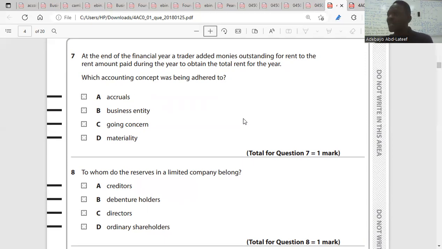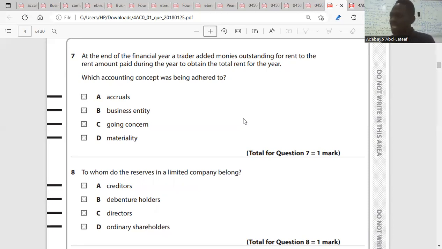Whatever happens this year, you end it this year. Don't take it over to next year. So if you are making so much profit this year, remember that you have expenses to take care of too. Don't think about the expenses for next year. Think about the expenses also for this year. That is accrual. Then we have business entity.